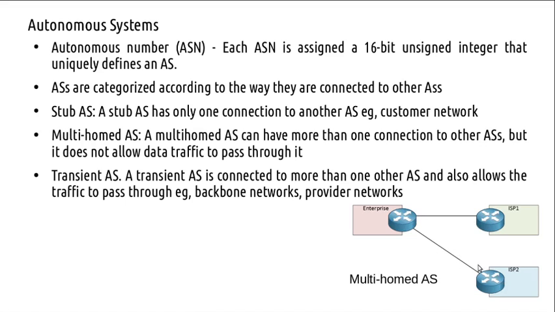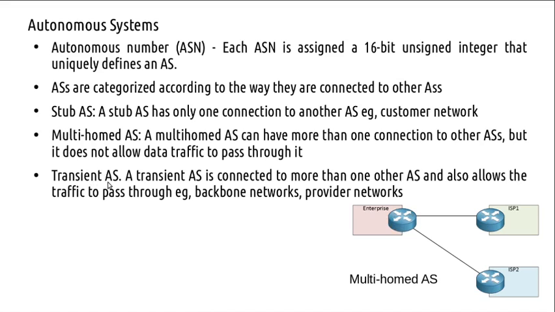You have backup, but still you have a single line connection. But if you have a dual connection to each of these ISPs, you will say dual multi-homed autonomous systems. Multi-homed autonomous systems are just connected to more than one autonomous system, but they won't allow any traffic to be routed. Say ISP1 wants to send traffic to ISP2, it cannot send it through this network. It won't allow it like that.